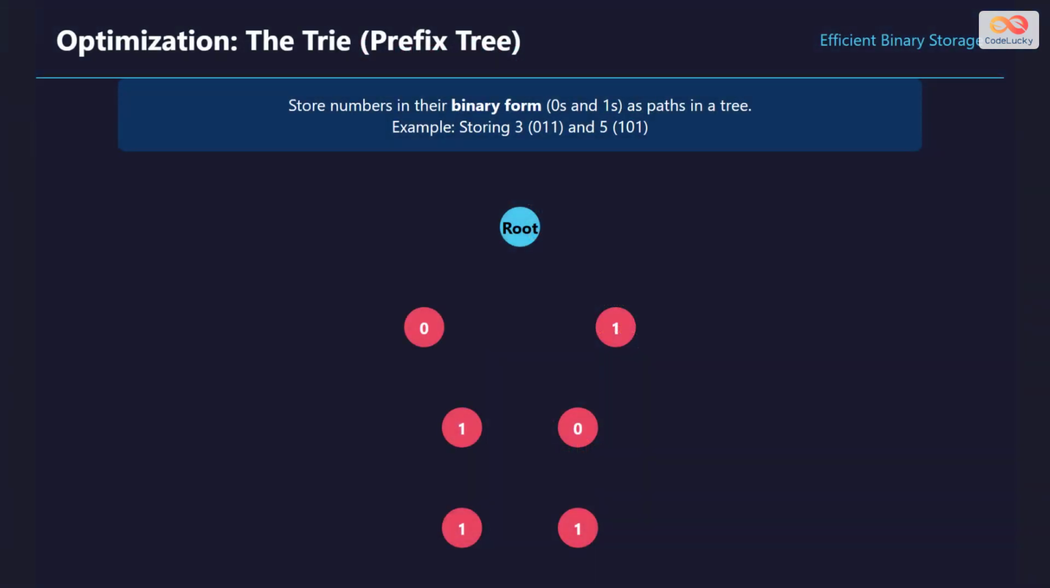To optimize this, we need a faster way to search for numbers bit by bit. We can use a trie, also known as a prefix tree. By inserting the binary representation of each number into the tree, we can traverse paths representing 0 and 1.